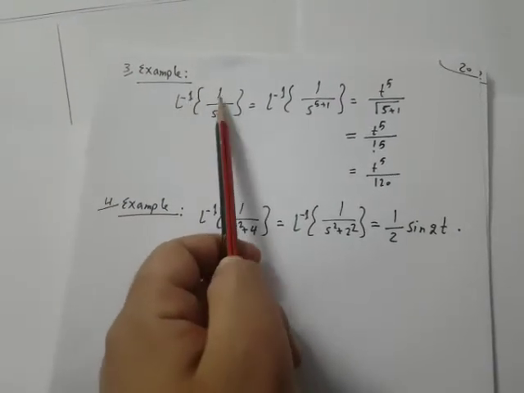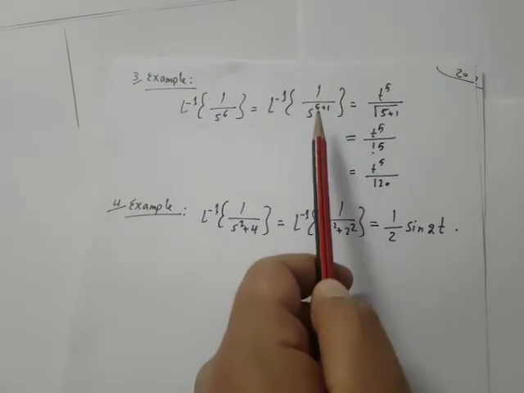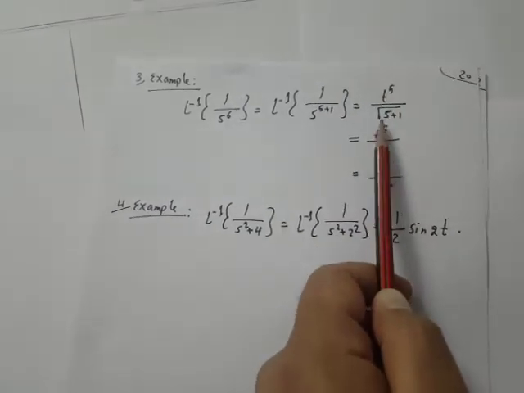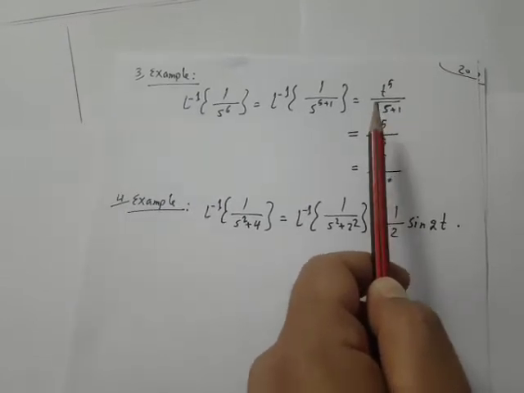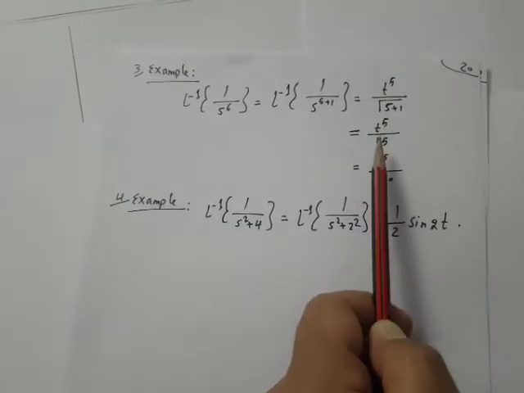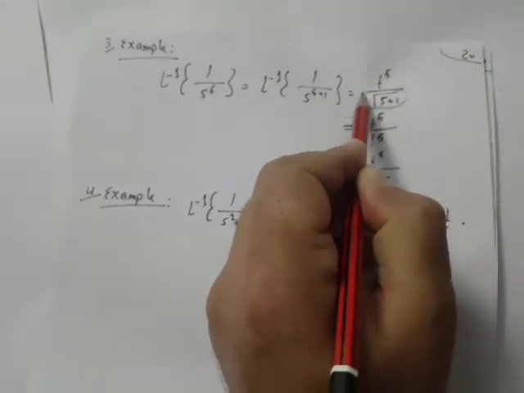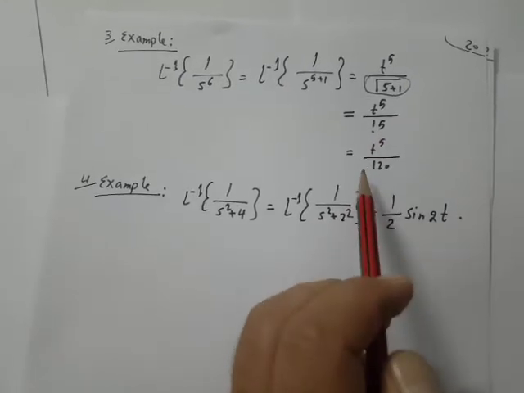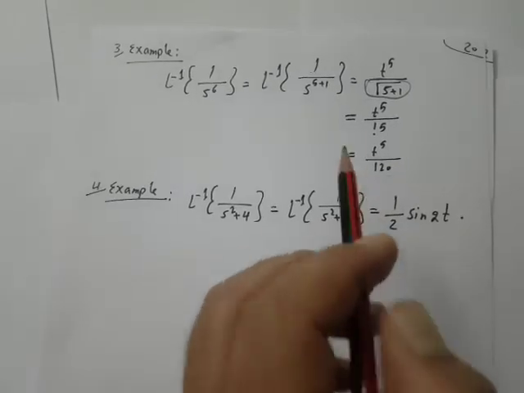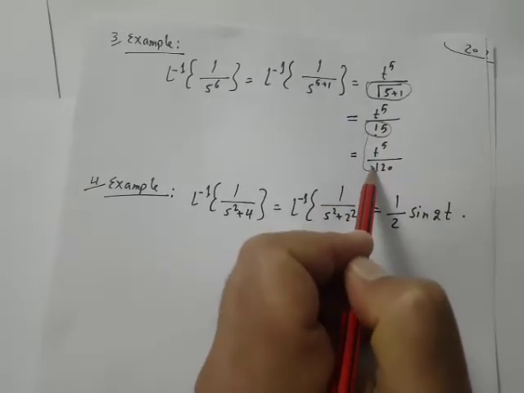Inverse Laplace transform of 1 upon s to the power 6 is equal to inverse Laplace transform of 1 upon s to the power 5 plus 1, which is equal to t to the power 5 upon gamma of 5 plus 1. So this is equal to t to the power 5 upon 5 factorial. In place of this we can write 5 factorial, so if we simplify it, we get t to the power 5 upon 120. We already know about the factorial, so this value becomes this.